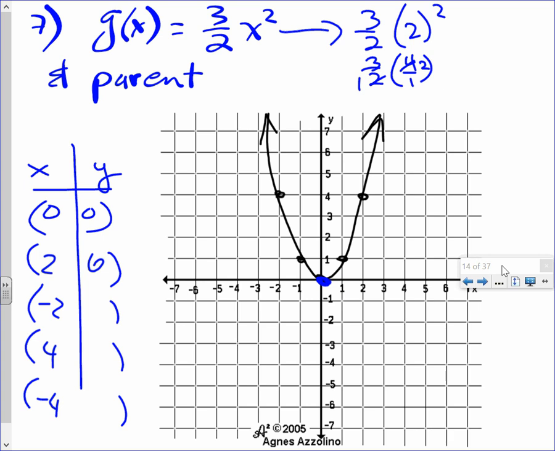We already know the negative value is going to be the exact same output, right? That's the nature of the parabola. So this is definitely 6. Let's try 4 now.